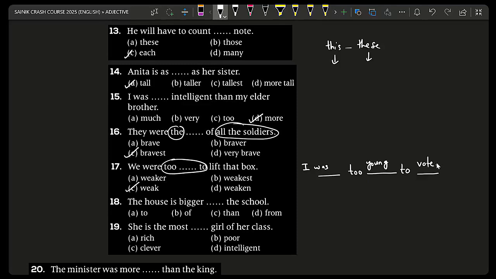What does it mean? I was young to vote. It means I don't have the ability to. You don't have the permission to vote, right? Minimum 18 years you have to cross to get the vote. So I was too young to vote. That means we are not able to vote because of our age. Now, can you create one more statement based on "too"?